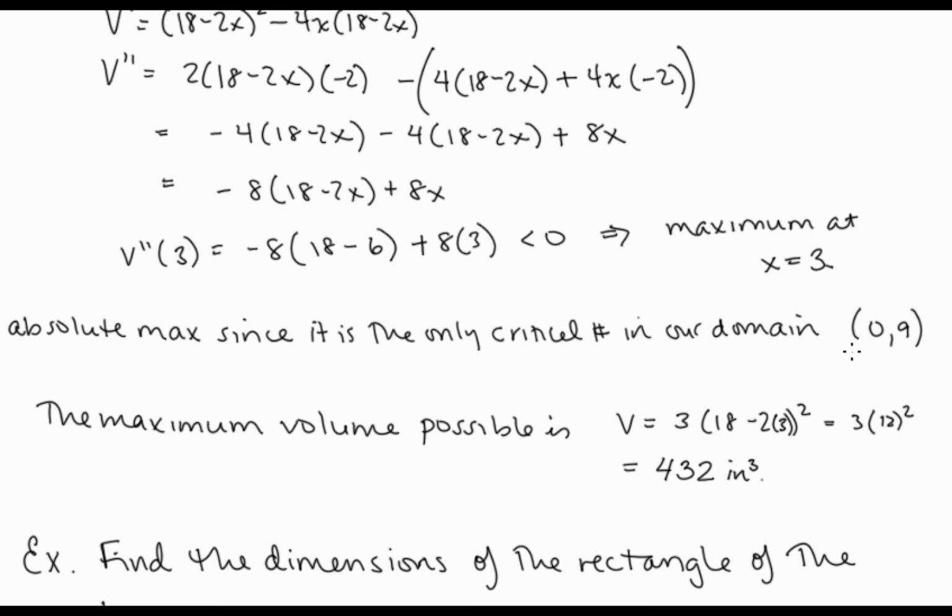We know that the function is increasing before x equals 3 and then decreasing after x equals 3. And so the maximum volume possible is what we get when we plug x equals 3 into our volume formula, and that's 432 cubic inches.